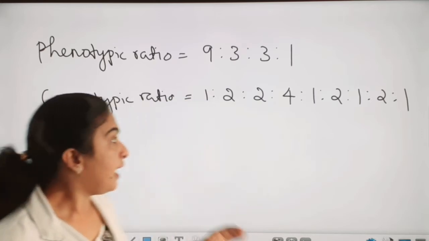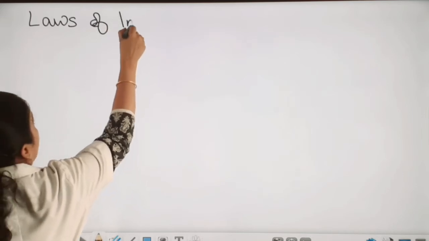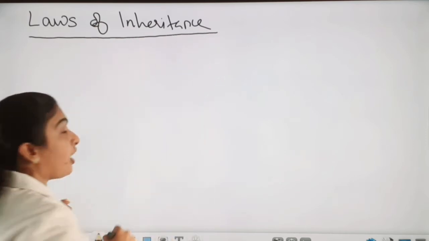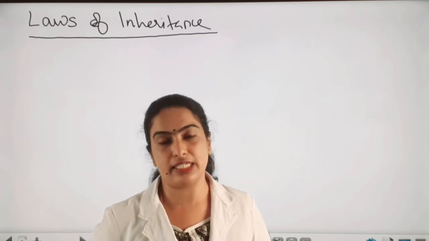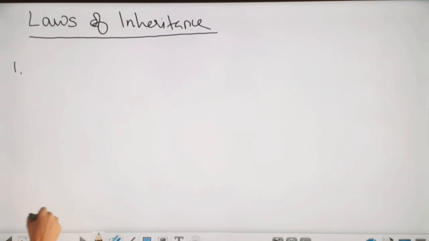And now we can see, based on this experiment, Gregor Johann Mendel developed laws of inheritance, and those laws of inheritance were strictly based on this monohybrid and dihybrid cross. So let's see, it's a very important area of this chapter, laws of inheritance. Laws of inheritance were developed by Gregor Johann Mendel based on his hybridization experiment on Pisum sativum. And these laws of inheritance consist of three laws.